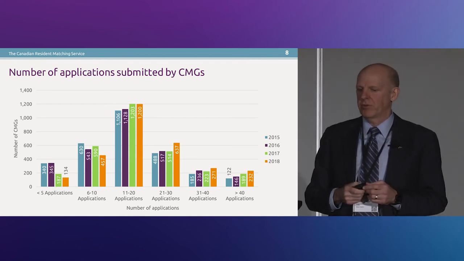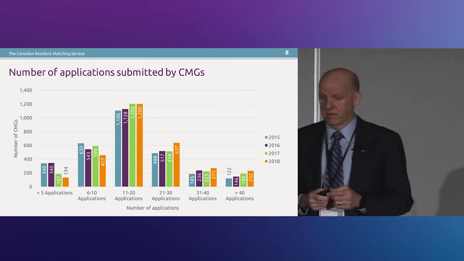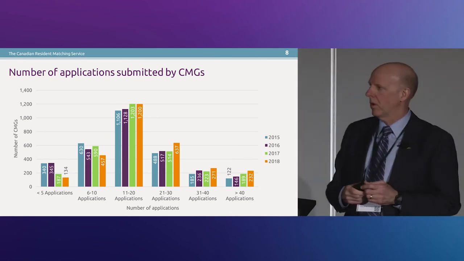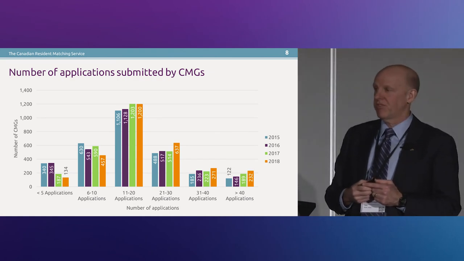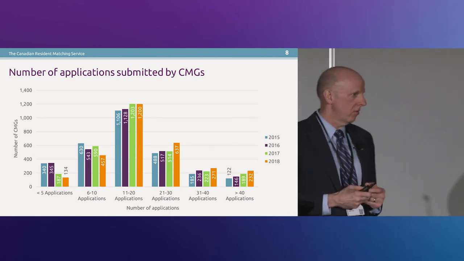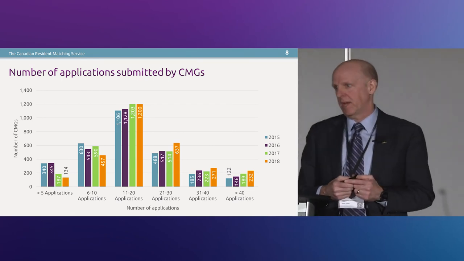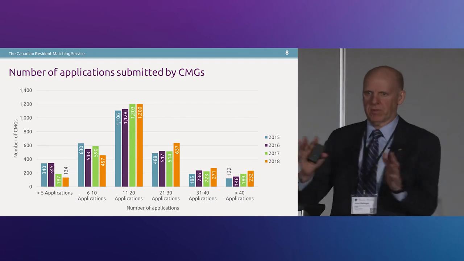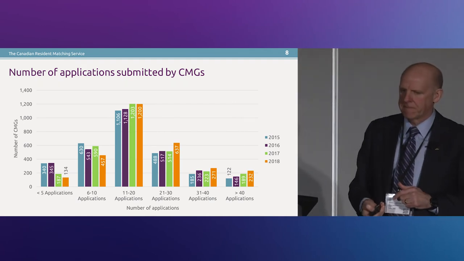The number from 11 to 20 is up 8%. From 21 to 30 is up 30%. The number who are submitting between 31 and 40 is up 46%, and the number going to over 40 applications is up 90% from 2015 to 2018. So this massive shift to the right, of course, is very much related to the earlier slide.